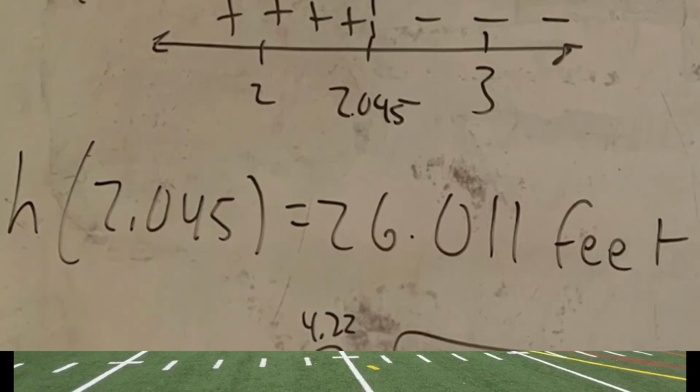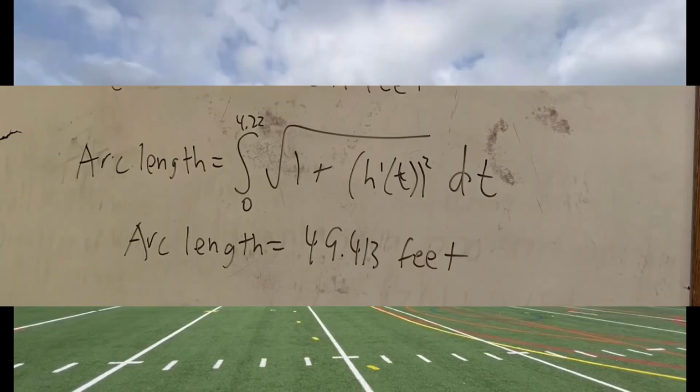To find the max height, we plug in t equals 2.045 into the original equation to get h equals 26.011 feet. Finally, to find the arc length of the punt, we use the equation, which is the integral from 0 to 4.22 of the square root of 1 plus the derivative function squared. We plug in our values into a calculator to get the arc length, which is 49.413 feet.